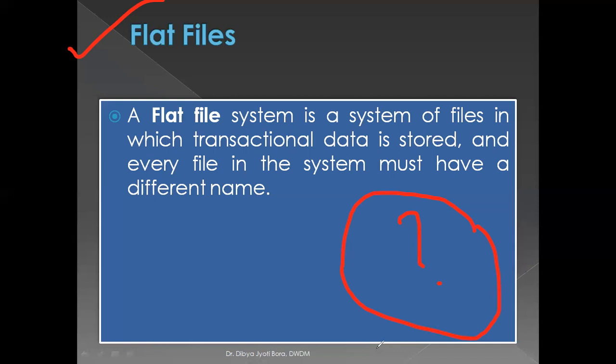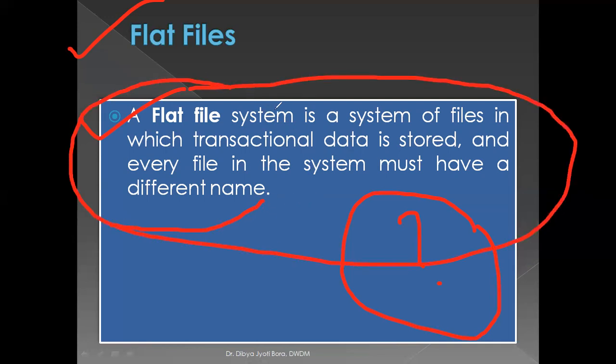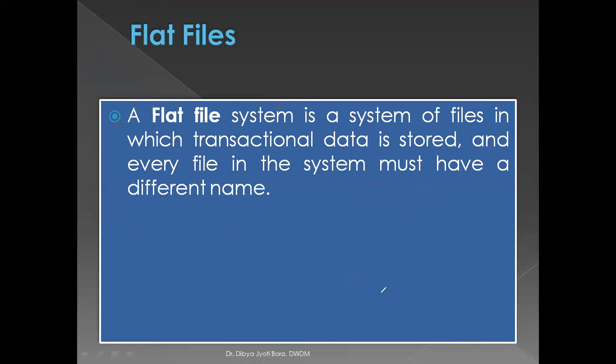Okay, so a flat file system is a system of files in which transactional data is stored. Every file in the system must have a different name. If you go into the definition, you'll find no difference between a database file and a flat file. But still there exists a difference between them. And these typical things are asked in competitive exams: what is the difference between a flat file and a database file. So let's have a look at them.